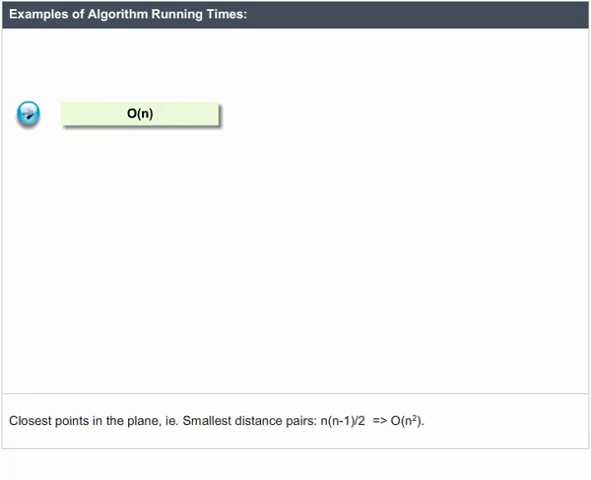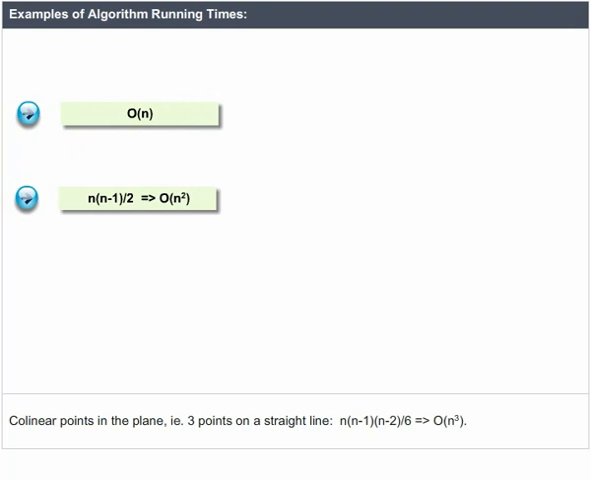Examples of algorithm running times. Minimum element in an array, O(n). Closest points in the plane, that is, smallest distance pairs: n(n-1)/2, which is O(n^2). Collinear points in the plane, that is, three points on a straight line: n(n-1)(n-2)/6, which is O(n^3).